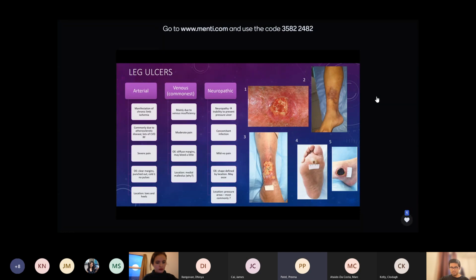And number five, finally. Nope. So number five is arterial. It looks literally punched out, and again it's a perfect circle. And if you look at the skin around it, there's no depigmentation or any venous insufficiency occurring there. Okay, so if we just go back to the question, sorry, Izzy.